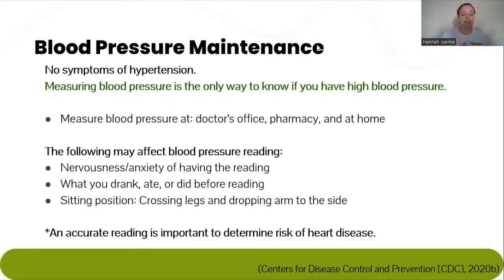And then lastly, sitting position. We want to avoid crossing our legs and dropping our arm to the side during the blood pressure reading, because this can impact the accuracy of the test. And it's important to get an accurate reading because we really want to know what a good blood pressure is at baseline. So that way we can understand our personal risk of developing heart disease if our blood pressure is high or on the higher end. So it's good to be mindful of this and have an accurate reading.